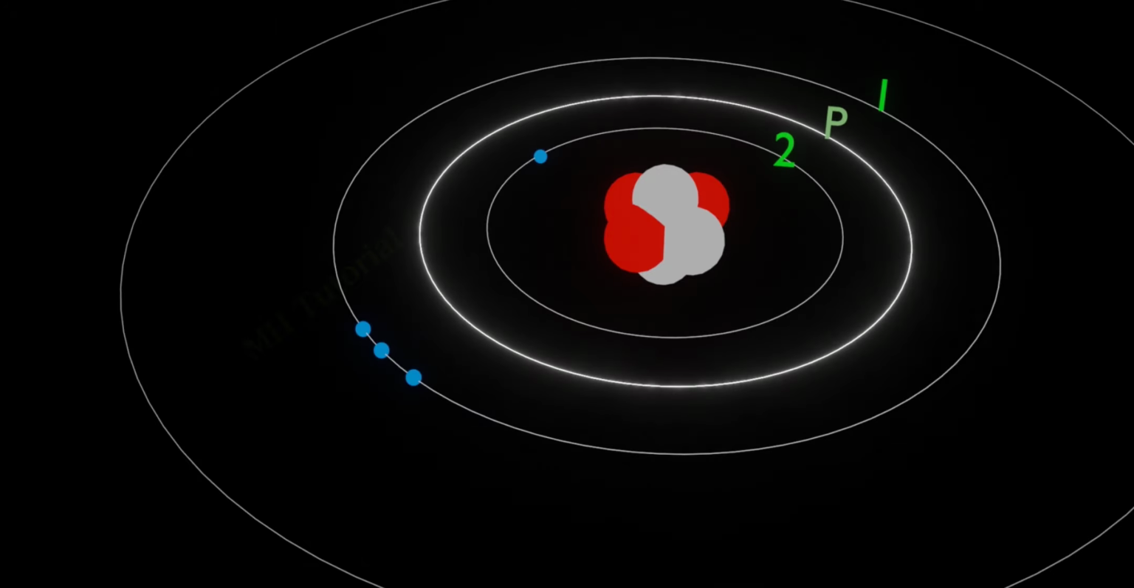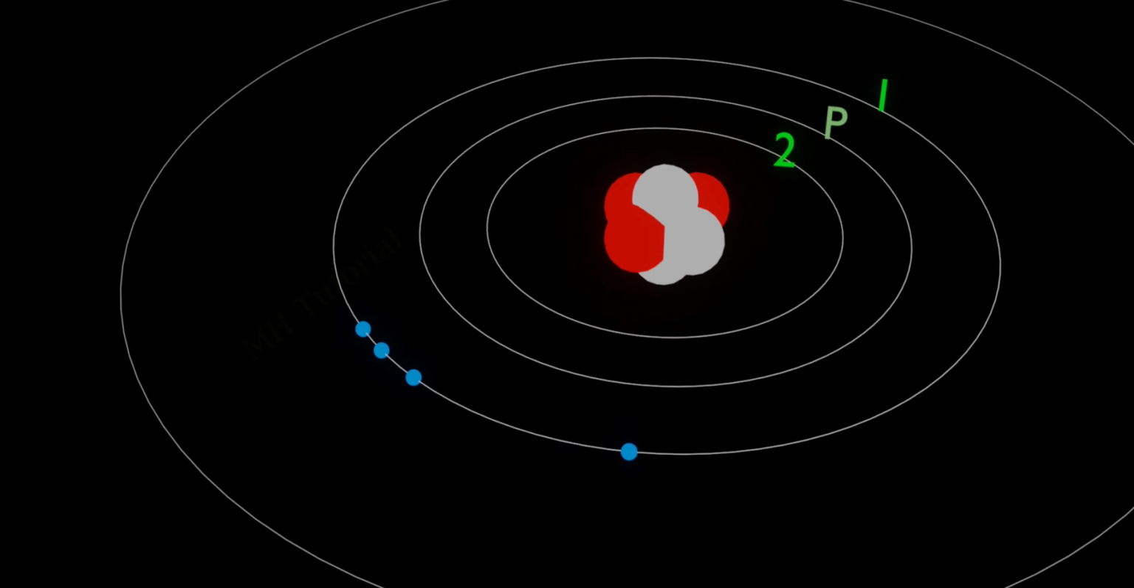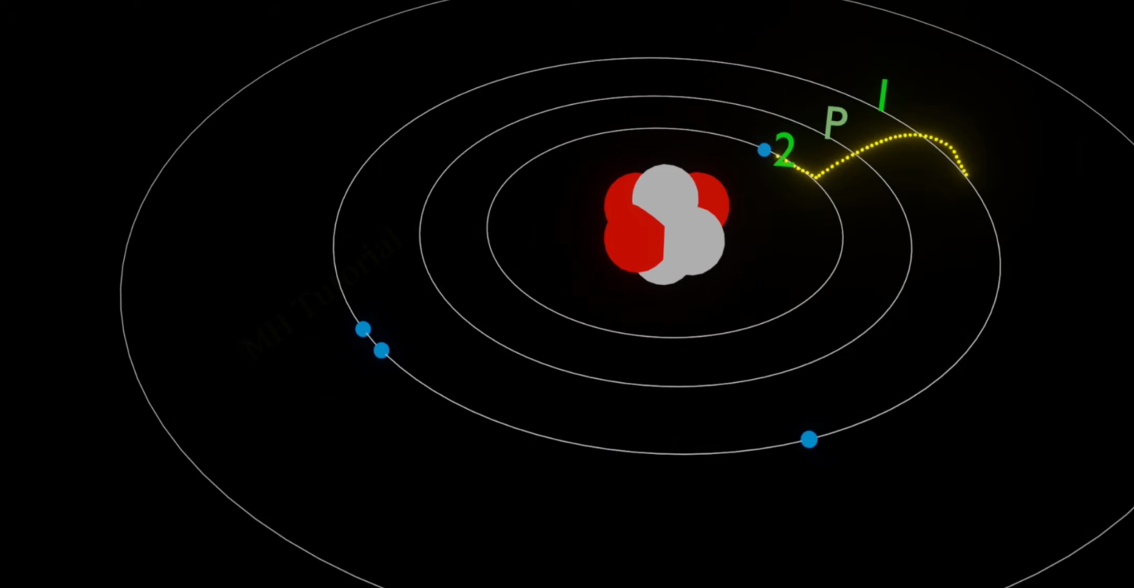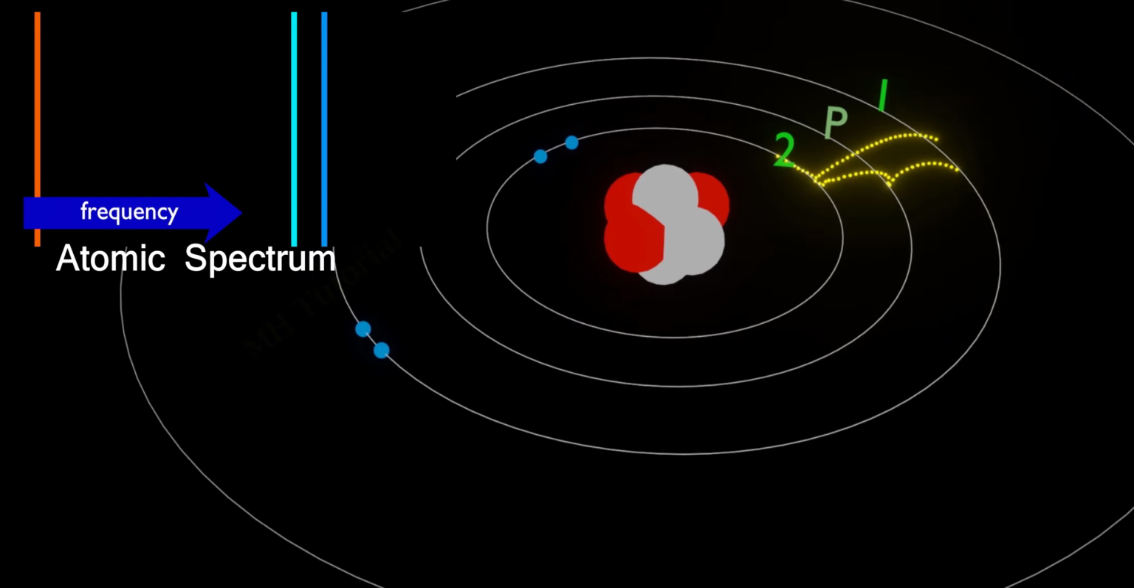If there exists another orbit between them, say orbit P, the electron now gets two different ways to transit. The first one is orbit 1 to orbit 2. And the second one is orbit 1 to orbit P to orbit 2. A total of 3 transitions can be seen there. For all these transitions, 3 lines of rays are generated.